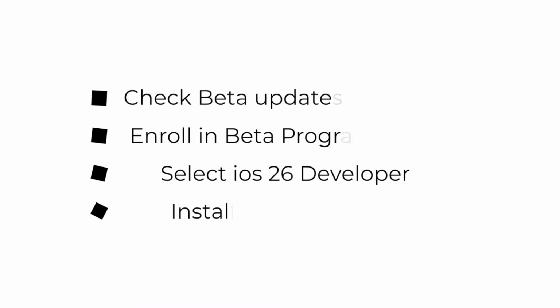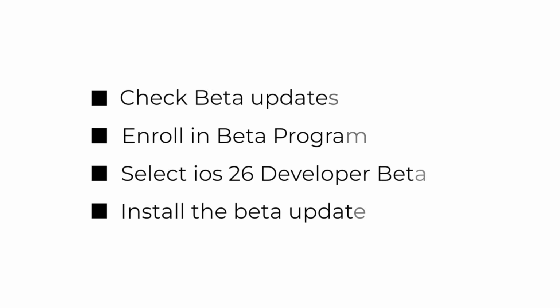To quickly recap, first, check if you already have beta updates in settings. If not, enroll your Apple ID at developer.apple.com. Restart your iPhone, enable beta updates, and select iOS 26 Developer Beta. Always back up your iPhone before installing. Finally, download and install the beta update.